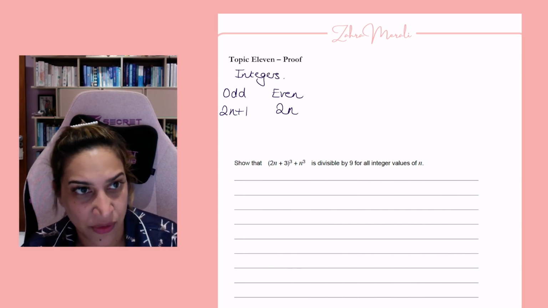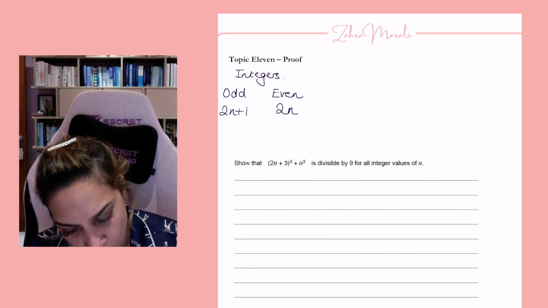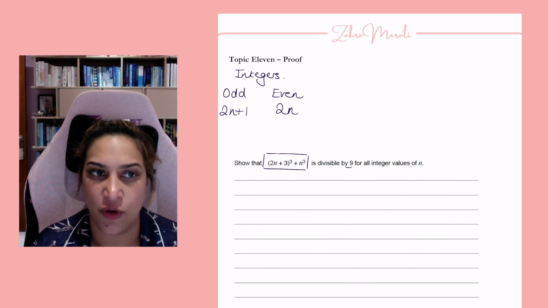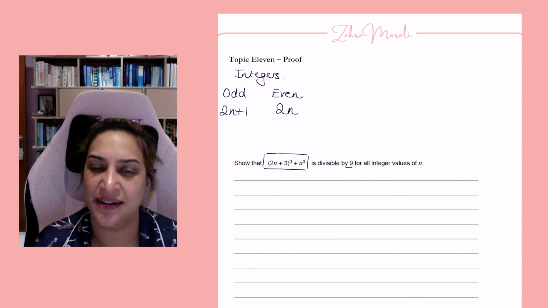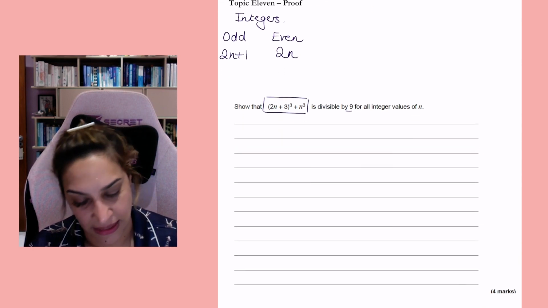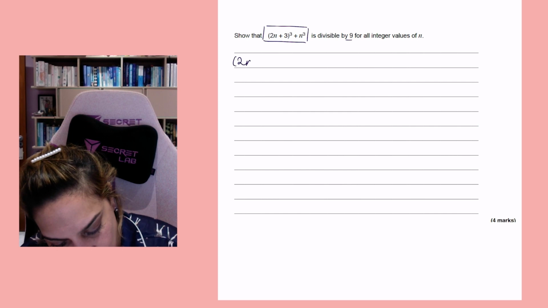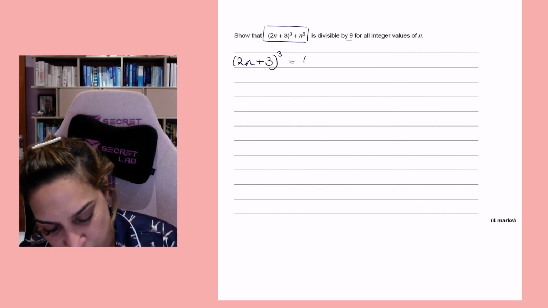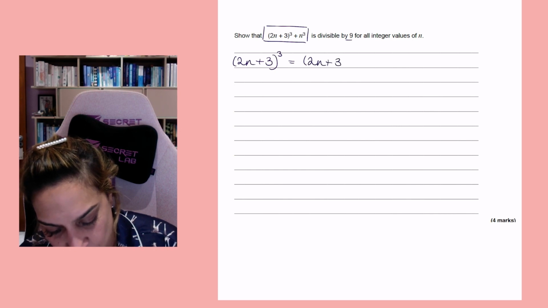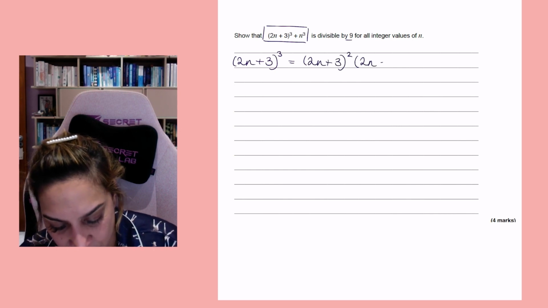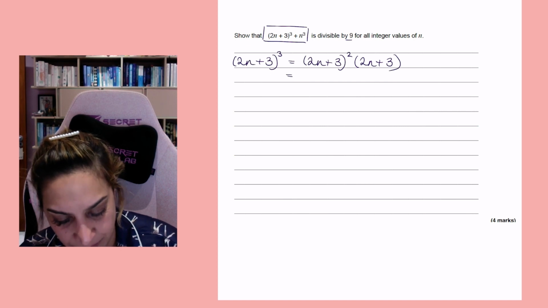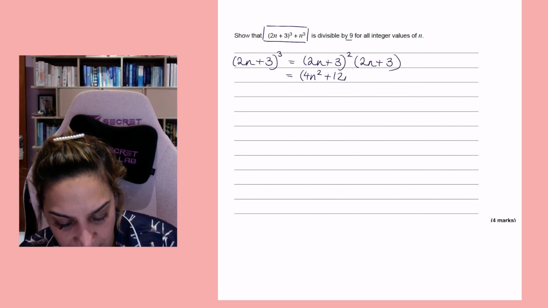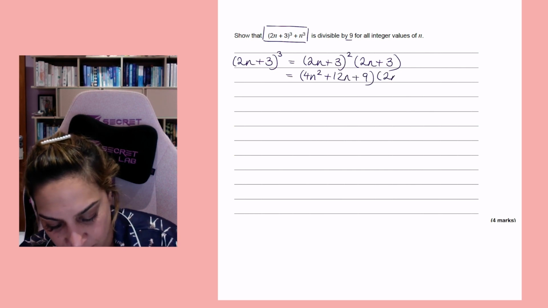So we've got now, show that all of this is divisible by 9, which means hopefully when we open out the brackets, we can take a 9 outside of it. Okay, how do we open out (2n plus 3) cubed? Now you could use your Pascal's triangle. Alternatively, you could do (2n plus 3) squared and multiply it by (2n plus 3). So we'll get 4n squared plus 12n plus 9, multiplied by (2n plus 3).